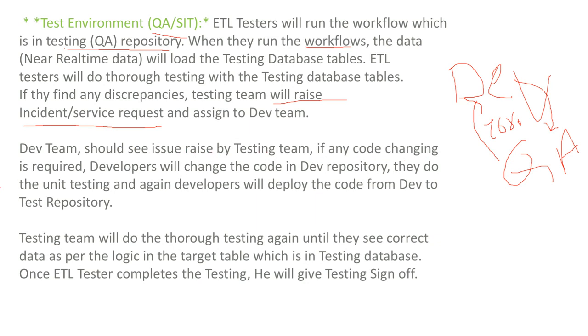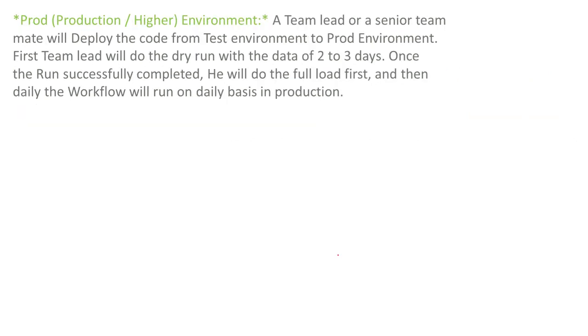If any code change is required, developers will change the code in the dev repository, do the unit testing, and again deploy the code from development to the test repository. The testing team will do thorough testing again until they see correct data as per the logic in the target table in the testing database. Once the ETL tester completes the testing, he will give testing sign-off. Then we will go to the production environment.